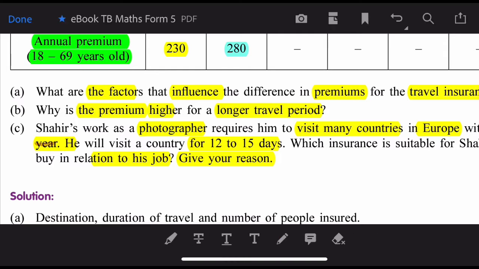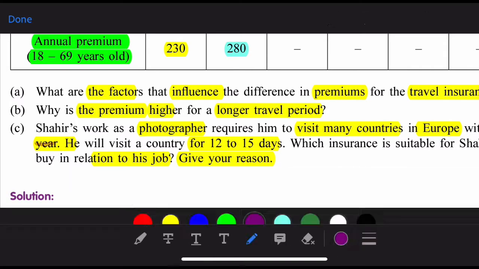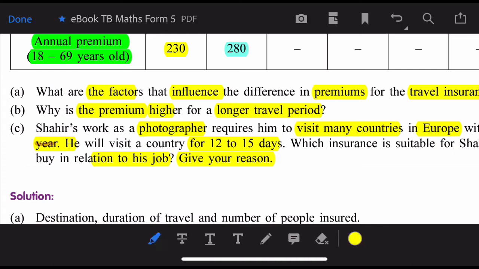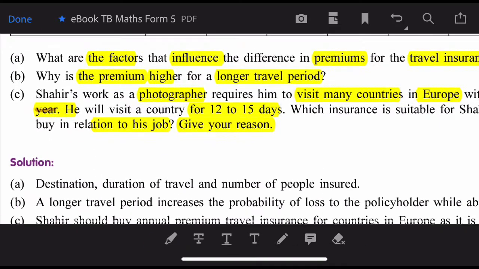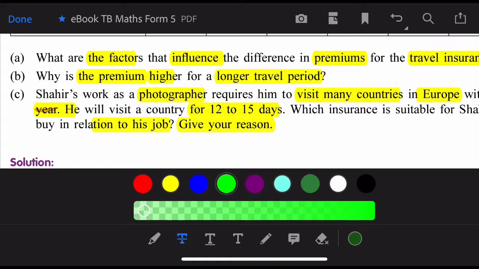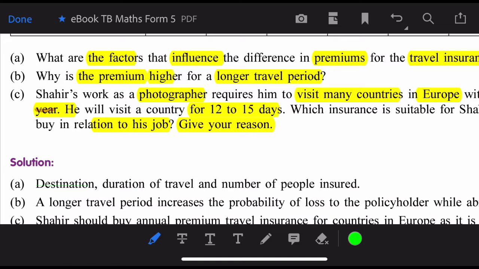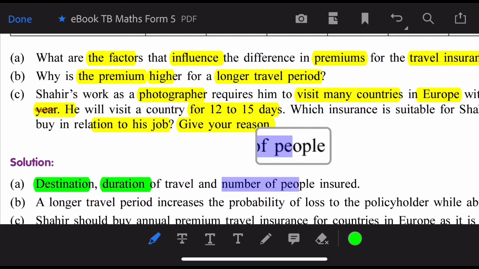Alright, so let's answer question number 1. What are the factors? There are many factors, right? The factors are destination, for example Europe and Asia, where the premiums are not the same. Duration of travel, meaning the number of days, and number of people, such as spouse or family. So there are 3 factors here: destination, duration of travel, and number of people insured.